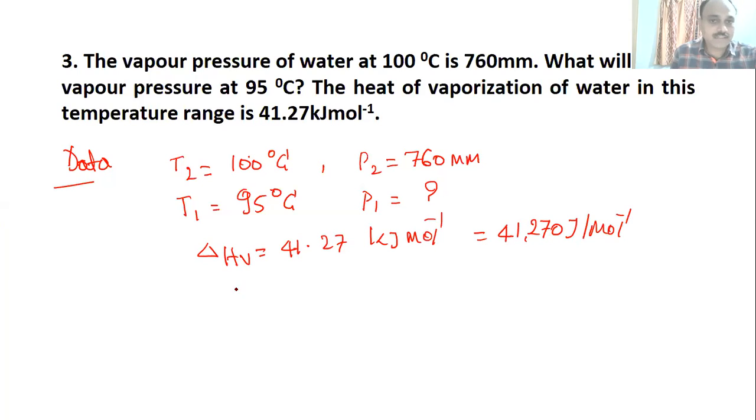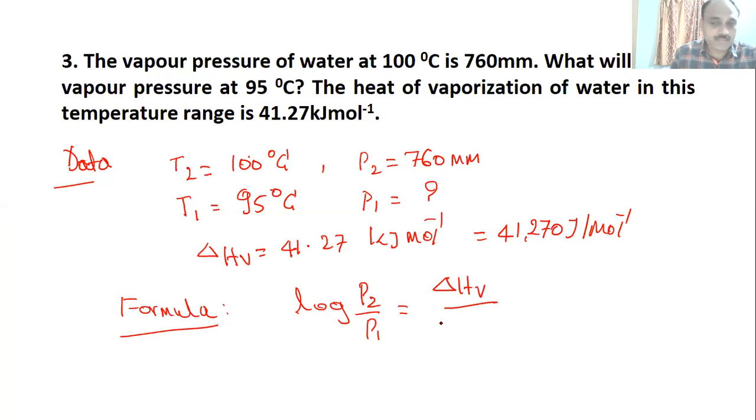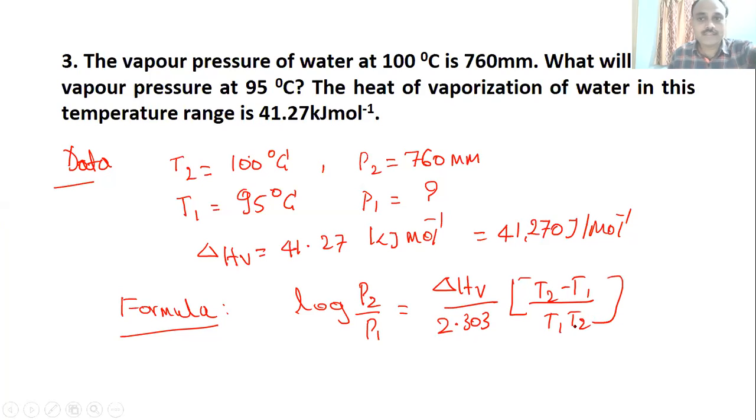Okay, what is the formula you have to use to calculate this problem? Log of P2 by P1 is equal to delta HV by 2.303 R into T2 minus T1 divided by T1 into T2. Okay, this is the solution. Now, what is asked here? We'll just continue with this.